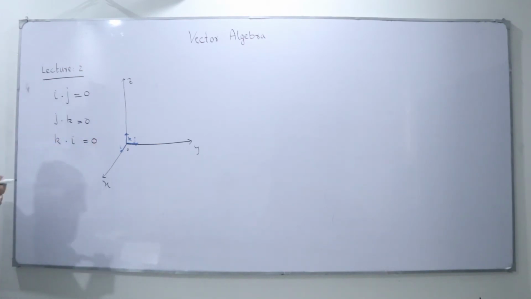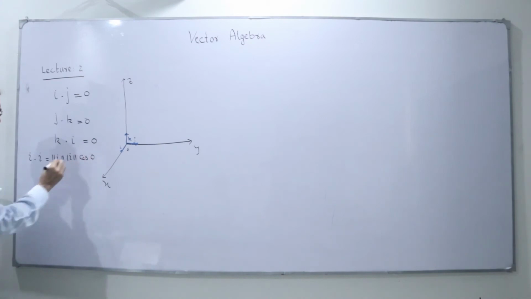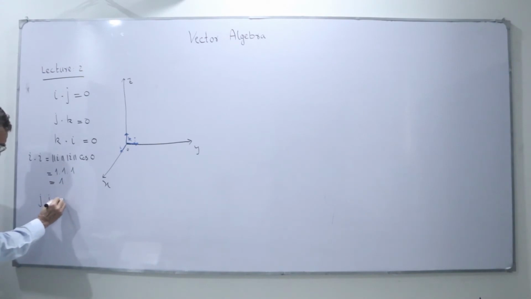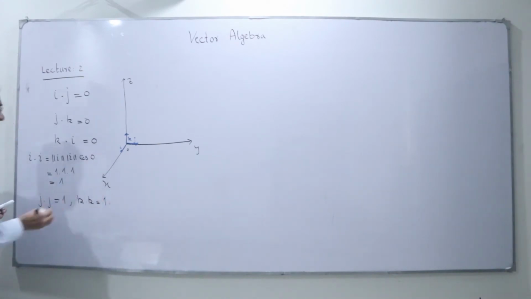so this is equal to 0. If I multiply vector i with vector i, I get the magnitude of vector i times the magnitude of vector i times cos of the angle between them, and the angle between them is 0. So the magnitude of vector i is 1, cos 0 is 1, so i dot i is equal to 1. Similarly, j dot j is also equal to 1, and k dot k is equal to 1. These are important results, sometimes we need them for solving our problems.